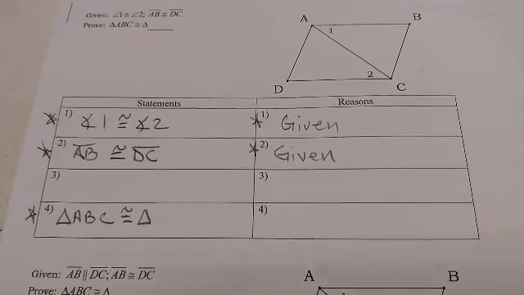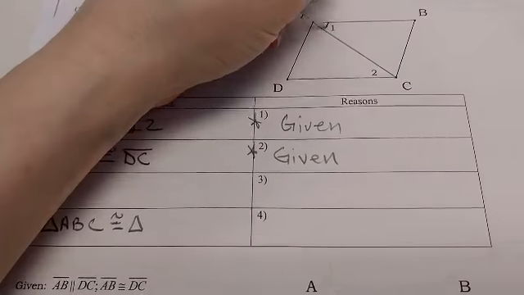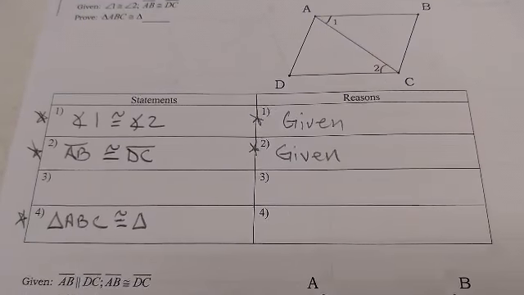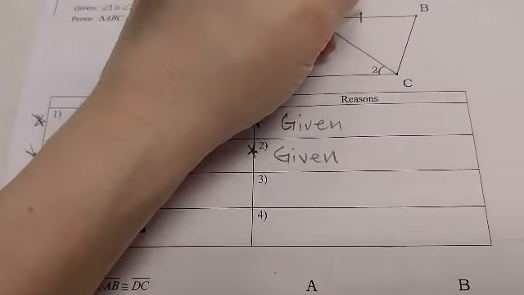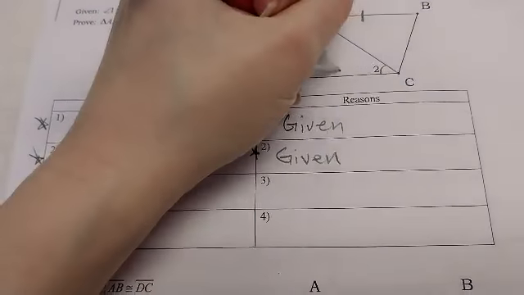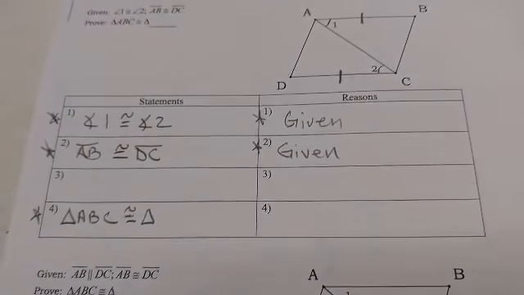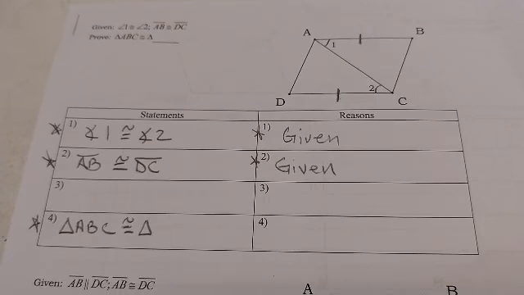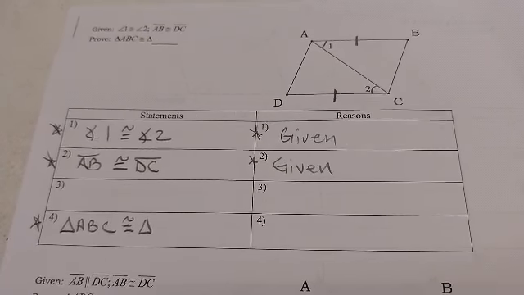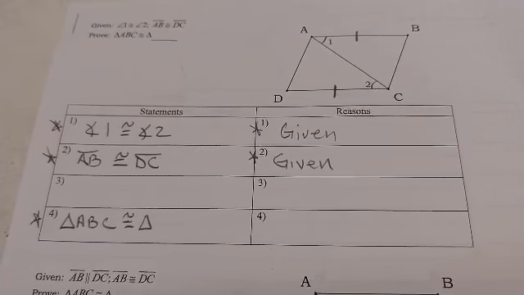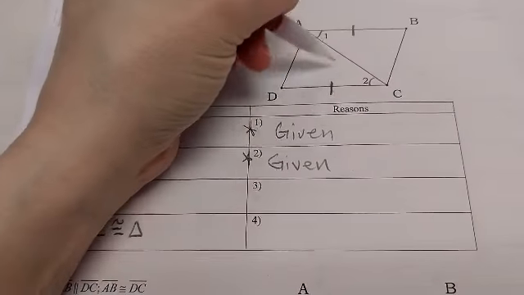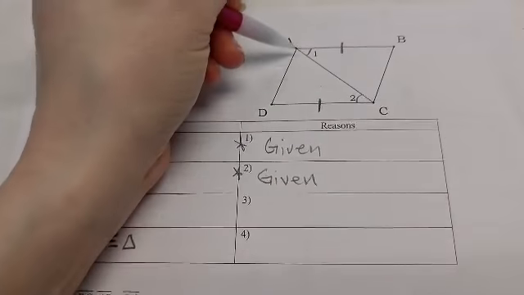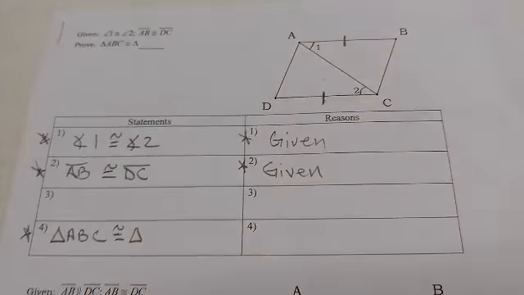So now that I have my givens down, I'm going to mark that angle 1 and angle 2 are congruent. I'm going to mark that AB and DC are congruent, and then I need to look for hidden information. So remember, our hidden information are vertical angles or a side that both of our triangles share. So if I'm looking, I see two triangles. I see this ABC, and then I also see this kind of lower triangle. They both share this line AC.